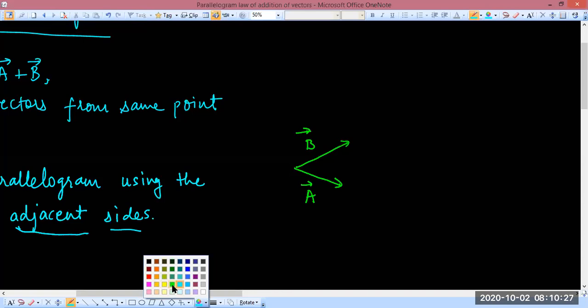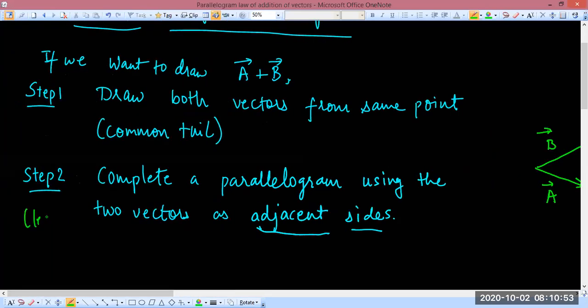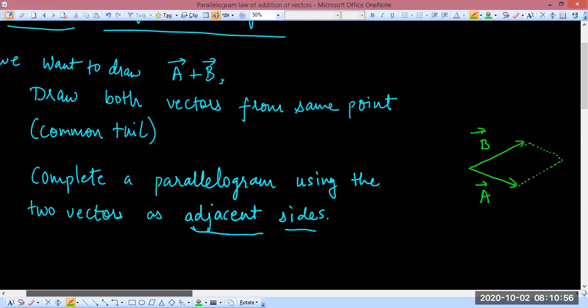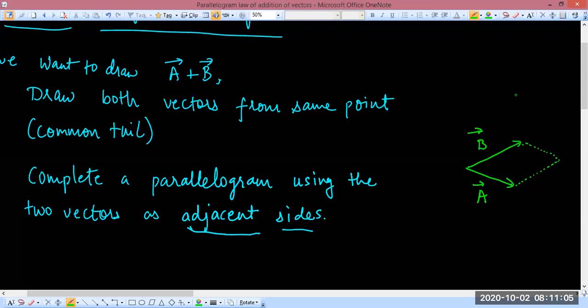So let me complete the parallelogram. Do you understand? I've completed a parallelogram. Of course, if you draw it with a ruler, it would be easier, right? I am not being able to draw it very nicely, frankly, because my drawing is not so good. Yeah, so like this. Clear? We completed the parallelogram. Okay, step 2 clear, everyone? Is step 2 clear? Have a look at what I've drawn. I took these two, A vector and B vector, and made a parallelogram out of it, right?